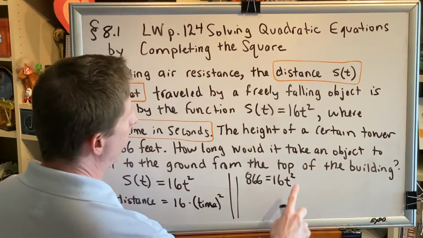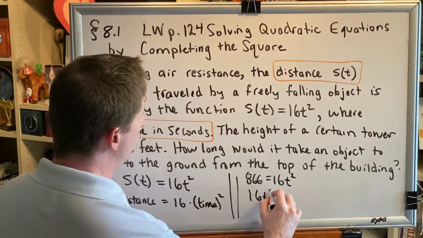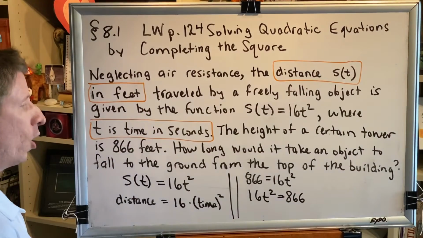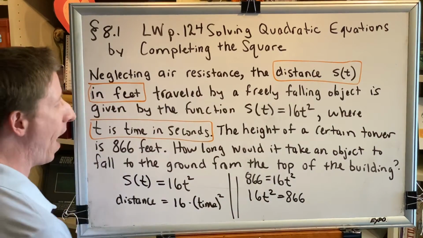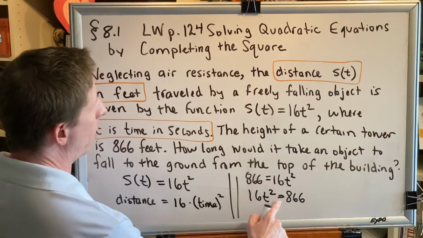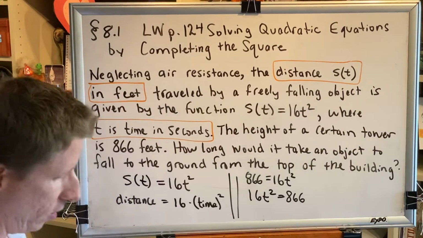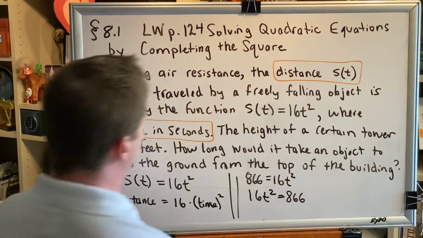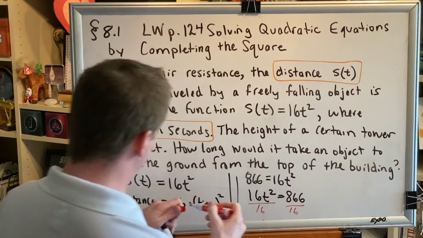First, let's swap sides so that the thing that's being squared is on the left. So we have 16t squared equals 866. We need our equation to be of the form something squared equals something. But what we have is something times something squared equals something. We need the 16 to go away. So let's divide both sides of this equation by 16 and see what we get. Divide by 16. Divide by 16.